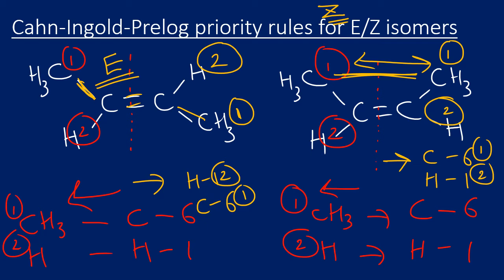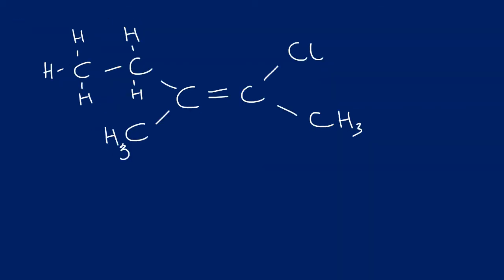So assigning priority rules based upon the atomic number. Let's look at a slightly more difficult example then. So let's talk through the rules again. Let's draw that line through that double bond, and then just look at the right hand side to start with. The right hand side is fairly straightforward. We've got the atomic number 6 and the atomic number 17. 17 wins hands down. So number 1 is at the top, number 2 is down the bottom.